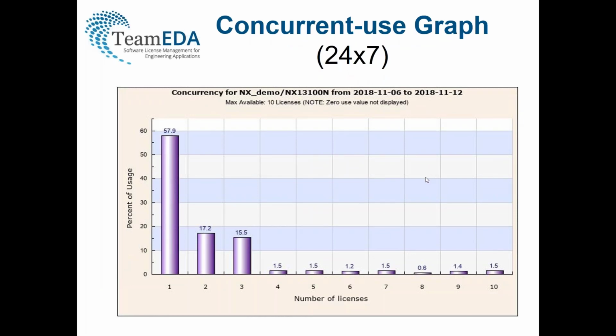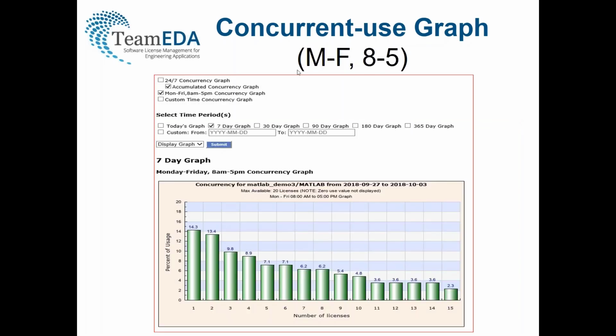This is how you look at concurrent use. Again, concurrent floating licenses are like books in a library. You want to know what's the percentage of time that we had 10 licenses checked out. Only 1.5% of the time did we have 10 licenses checked out. So that's a 1.5% probability of denial. That's very expensive. Again, you want to get rid of up to 5%. So this is a 24/7 view. We also do a Monday through Friday 8 to 5 view of concurrent use. But again, for making a decision on how many floating licenses you need, this concurrent use graph is going to be very, very important.